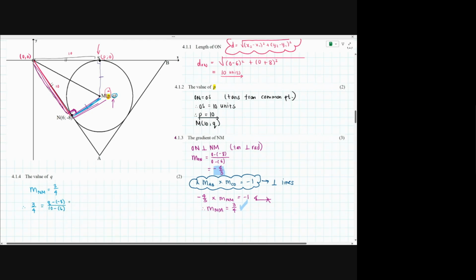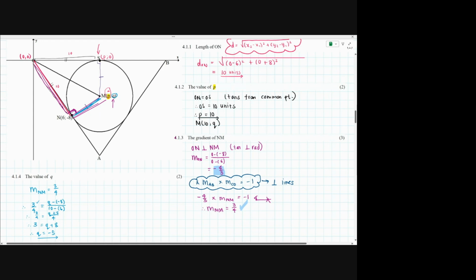And so we can set up an equation using the gradient we've just found to go and work out what Q is. So 3 over 4 is equal to Q plus 8 over 4. Both of those denominators are the same, so you could multiply them away, leaving you with 3 equals Q plus 8. And so that means Q is equal to negative 5.